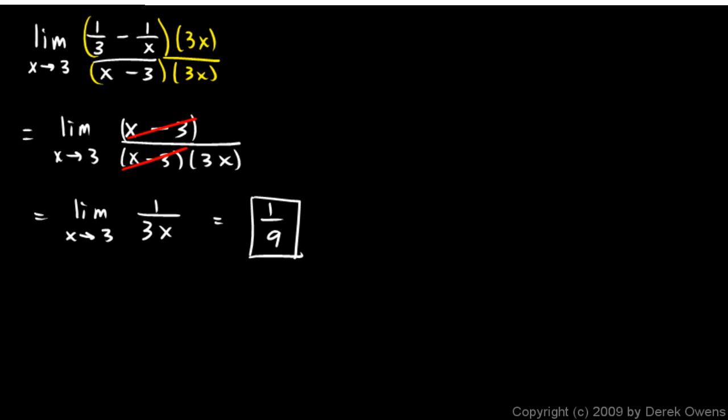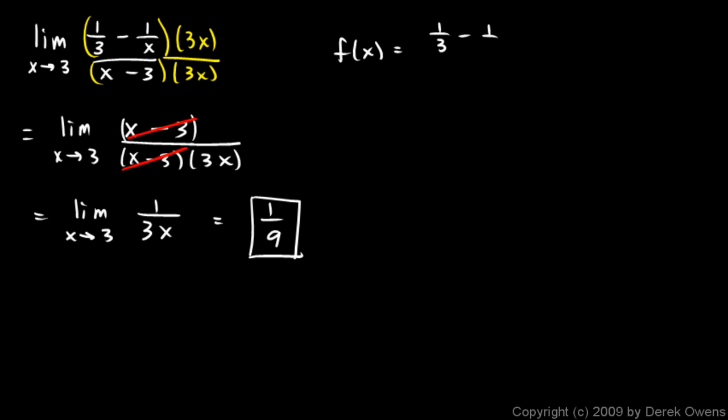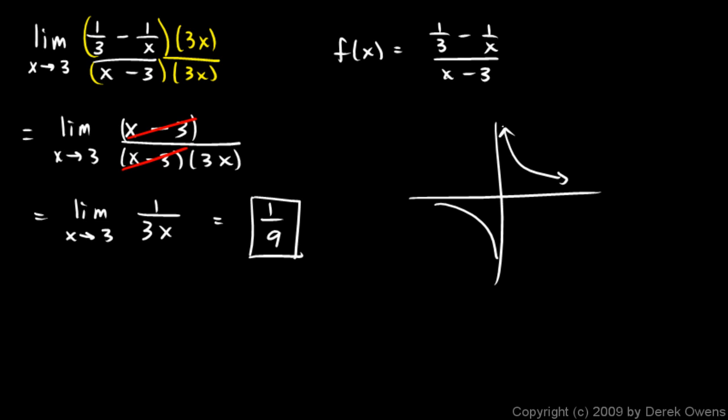Now if we wanted to graph this original function, f of x is (1/3 minus 1/x) over (x minus 3). Well, graphing that now is pretty easy, because this expression here we've just simplified to this. So the graph of this function will look exactly like the graph of 1 over 3x. And we know basically what that's going to look like. It'll be a hyperbola.